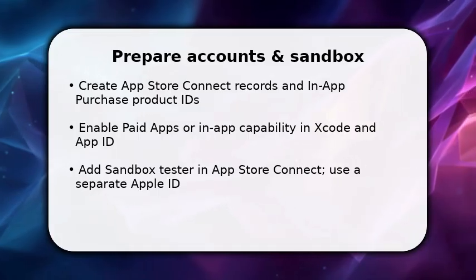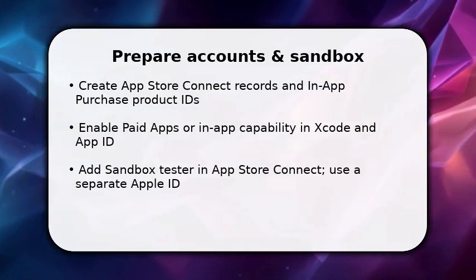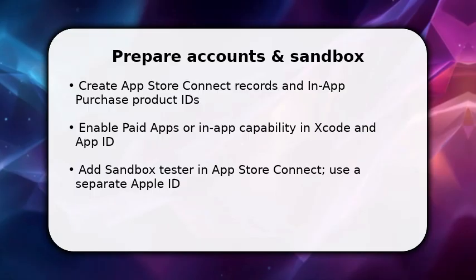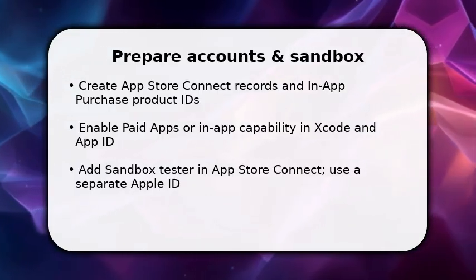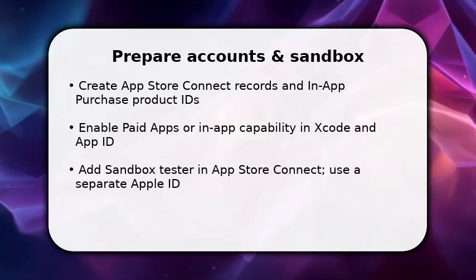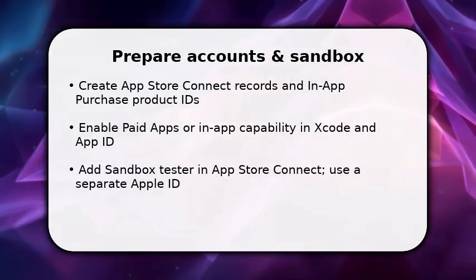You start by creating your product entries and a sandbox tester. This is where you'll emulate purchases. Once done, enable the In-app capability in Xcode and match the app ID to your App Store Connect records so receipts align. Make sure the product ID and code exactly match the ones you created.